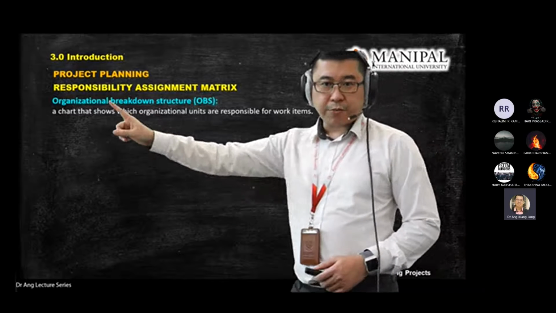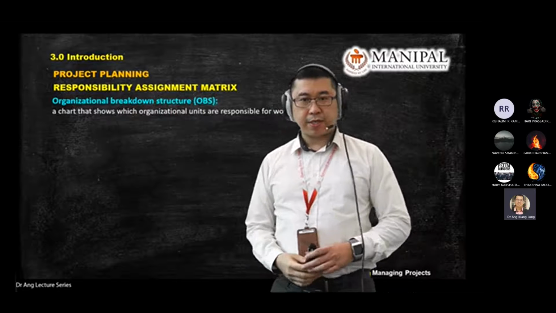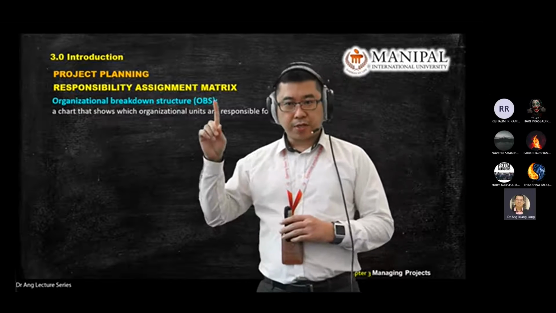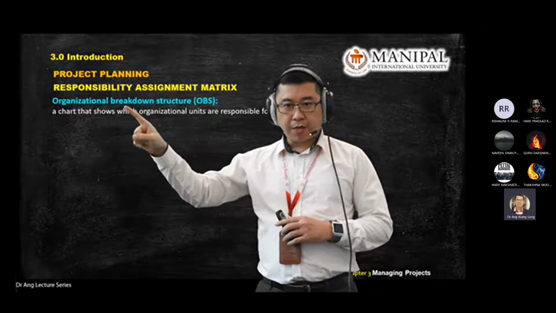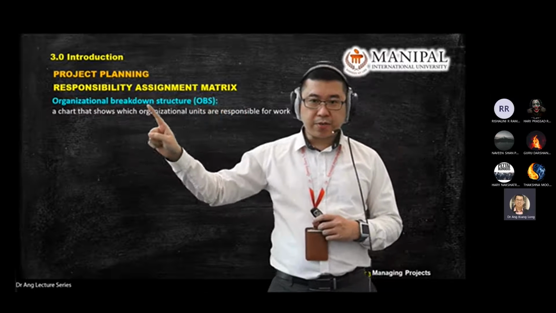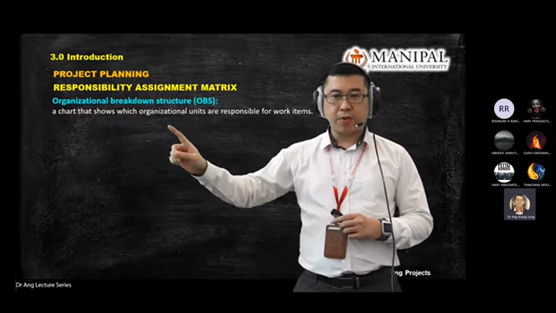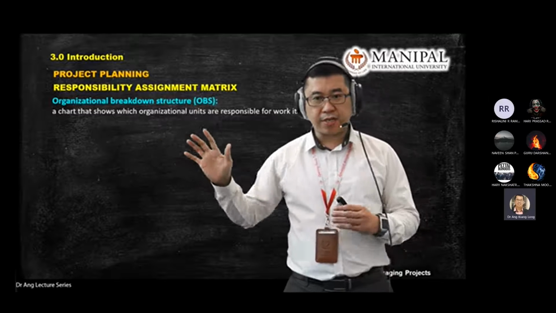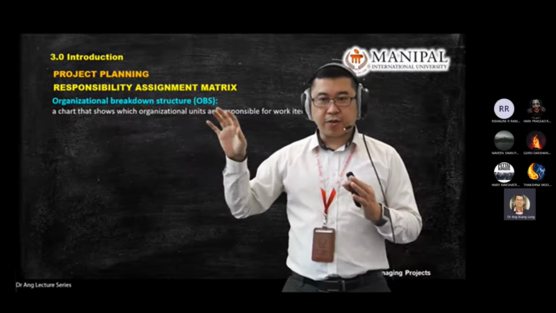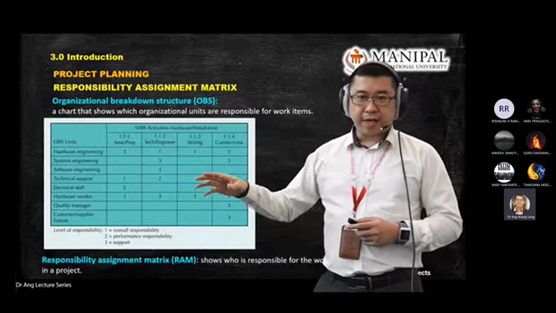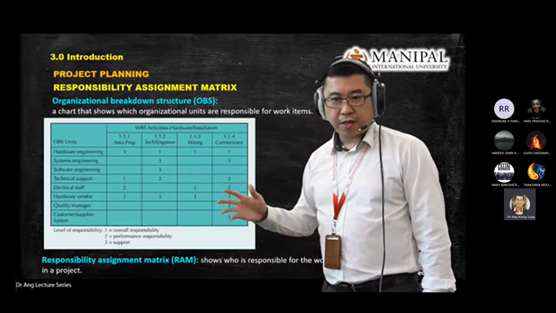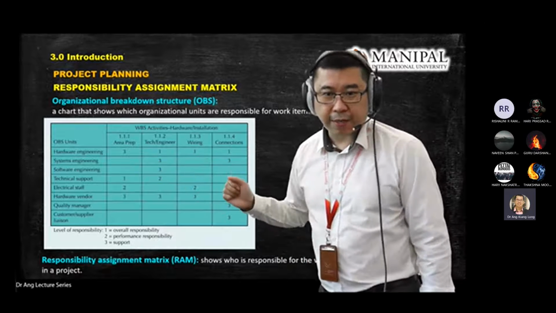Next, we talk about responsibility assignment matrix. When we talk about assignment matrix, you will come across this definition: OBS, organization breakdown structure. What is OBS? OBS is actually an organization chart. It is a chart that tells you the responsibility of each step.